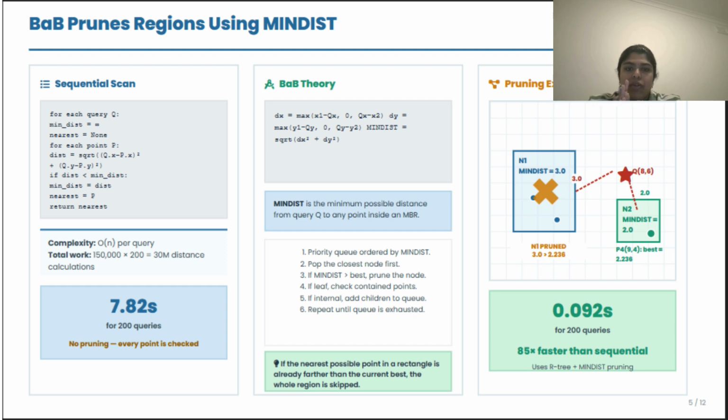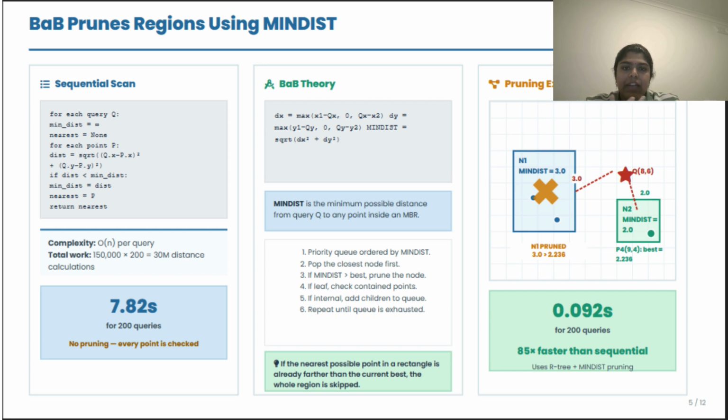I use a priority queue ordered from the smallest minimum distance to the largest. This is a deliberate choice. By always exploring the most promising region first, I find a good answer quickly. That good answer tightens my pruning threshold early, which eliminates even more regions in the rest of the search. So this algorithm becomes self-reinforcing.